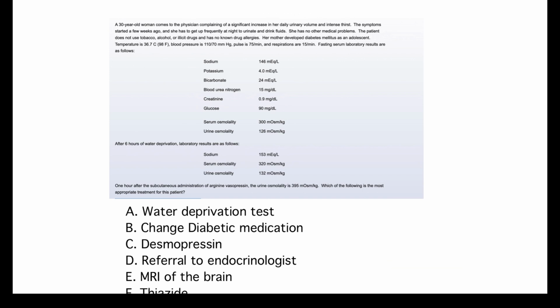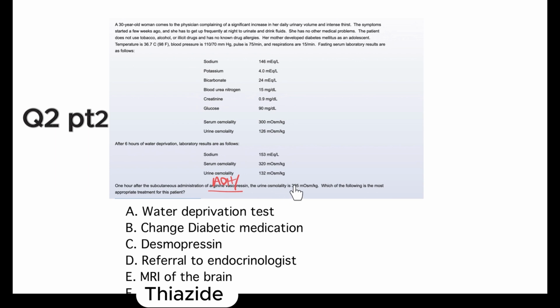Question 2, part 2, same question. Now we have to figure out if this is central or nephrogenic diabetes insipidus. It says 1 hour after the subcutaneous administration of arginine vasopressin. This is another word for ADH, guys. ADH, vasopressin is the same thing. The urine osmolality is 395 milliosmoles per kilogram. Which of the following is the most appropriate treatment for this patient?